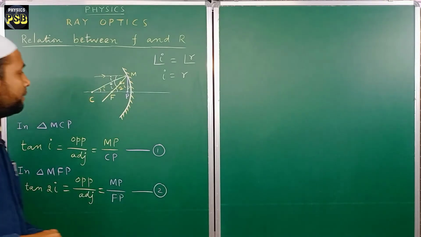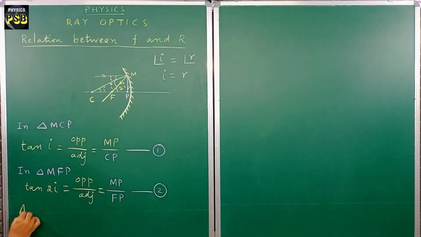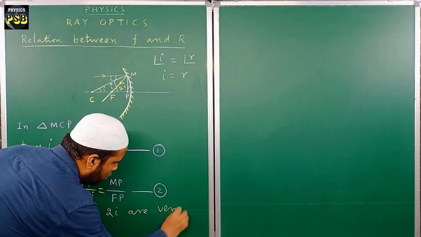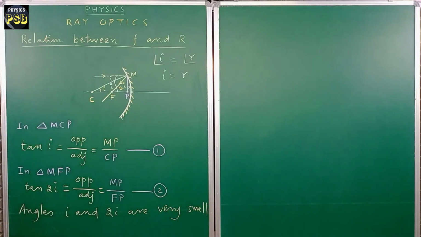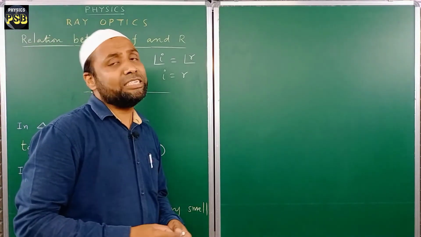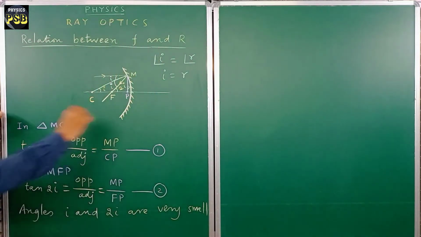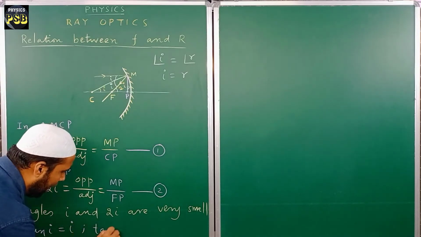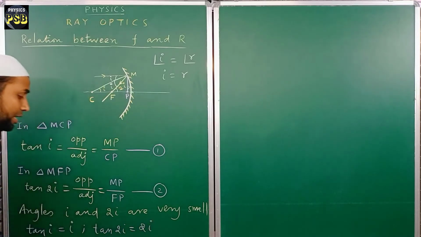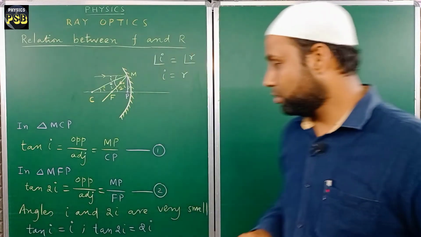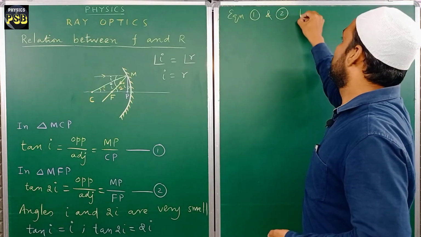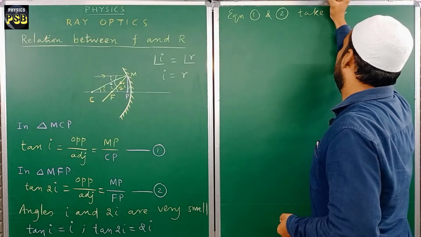Now from the diagram it is obvious that angles I and 2I are very small. For this reason, we know that if the angle is very small, then tan theta can be written as theta. In a similar way, tan I is written as I, and tan 2I can be written as 2I. Now I am going to use these in equations 1 and 2, to take a new form.